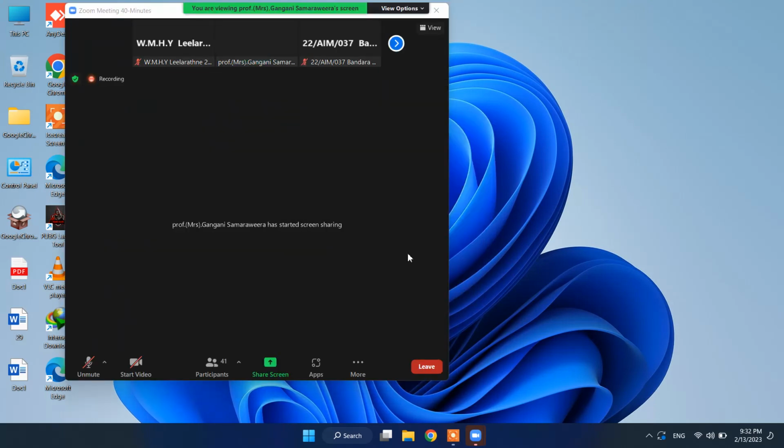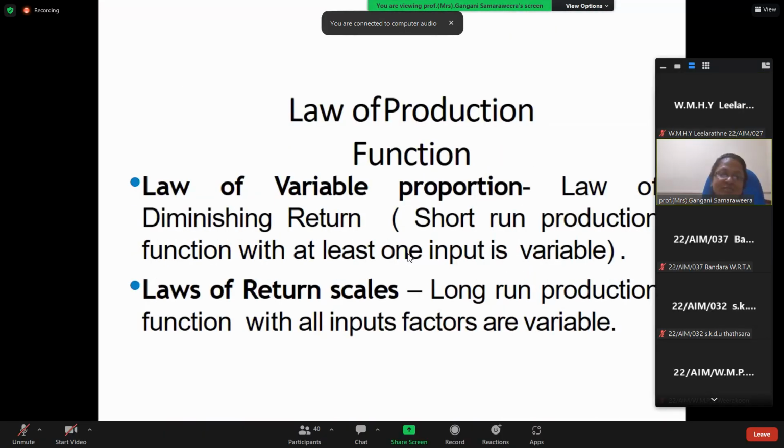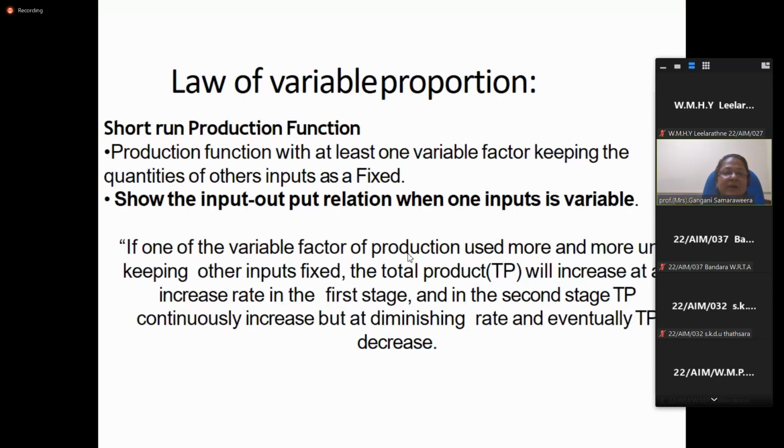capital also as fixed. Okay, so especially in the law of production function, the short run production function, with at least one variable keeping the quantities of other inputs as fixed, as we did before.